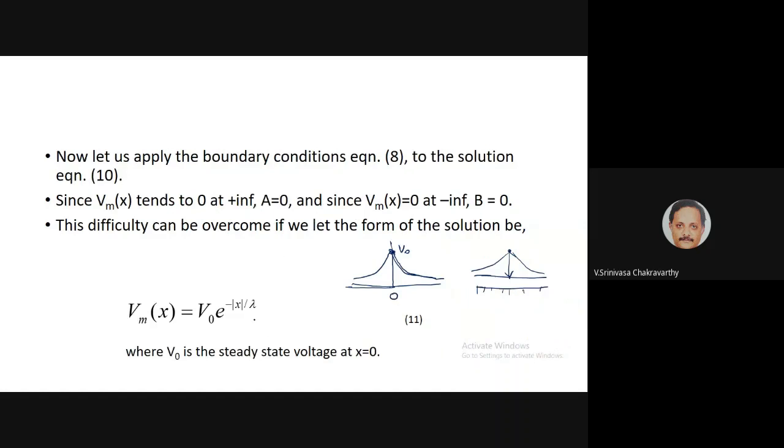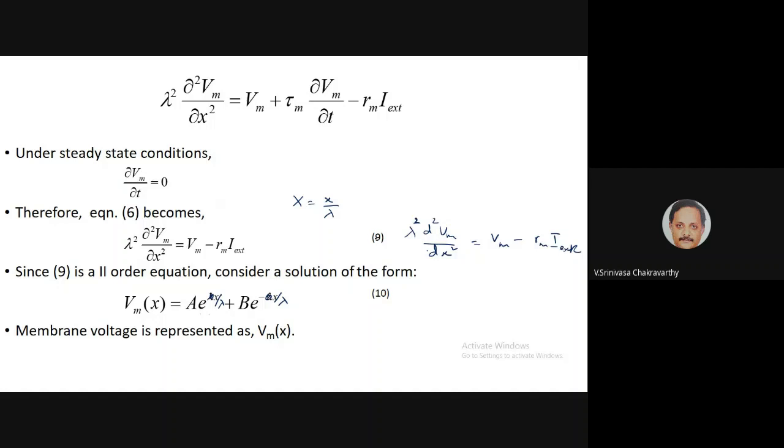So let us plug this in and see what happens. You need to substitute this formula into equation 9. For that, first we need to calculate the second derivative with respect to x. So let's calculate the first derivative. You get minus V0 by λ times e^(-|x|/λ). Now you have to take the derivative of |x|. You know that d/dx of |x| is equal to signum x. So we have used that here.